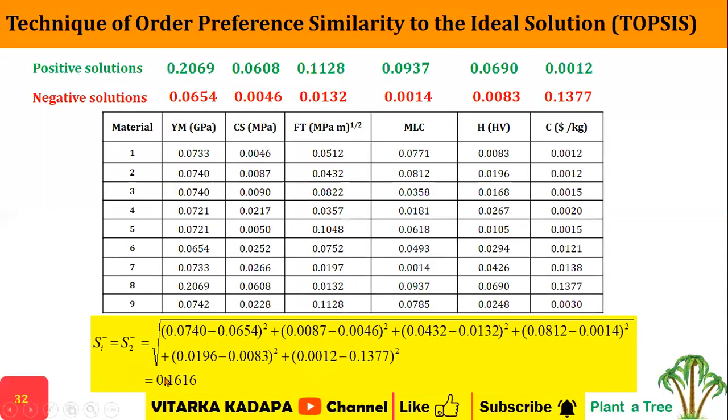Similarly, if I have to do it for S1: 0.073 minus 0.064 whole square, 0.046 minus 0.046 whole square. Like that you have to do it. Similarly, I will try to practice it in Excel also. So we will wait for some time. We will practice in Excel also. I will do that one also.